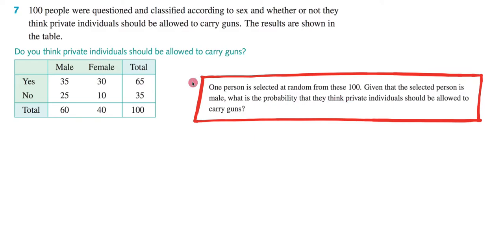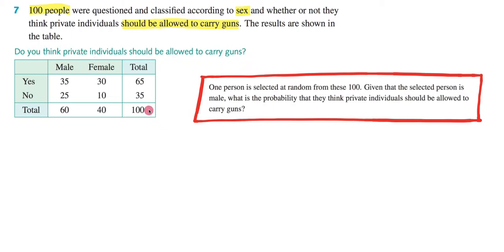Alright, so we're doing exercise 9F, which is all about conditional probability, and we're looking at question 7, which tells us that 100 people were questioned and classified according to sex and whether or not they think private individuals should be allowed to carry guns. The results are shown in the table. Do you think private individuals should be allowed to carry guns?